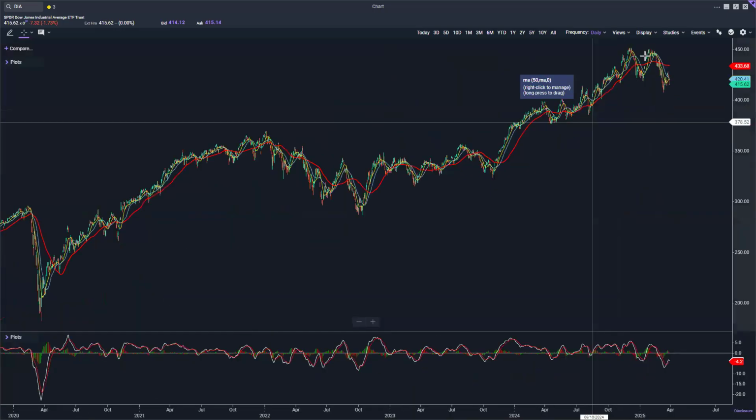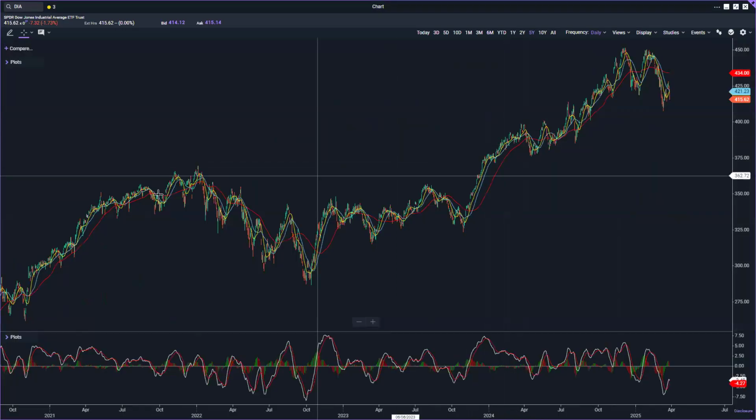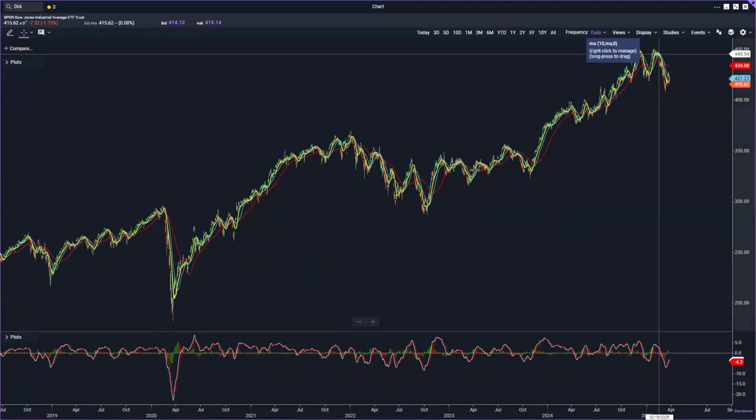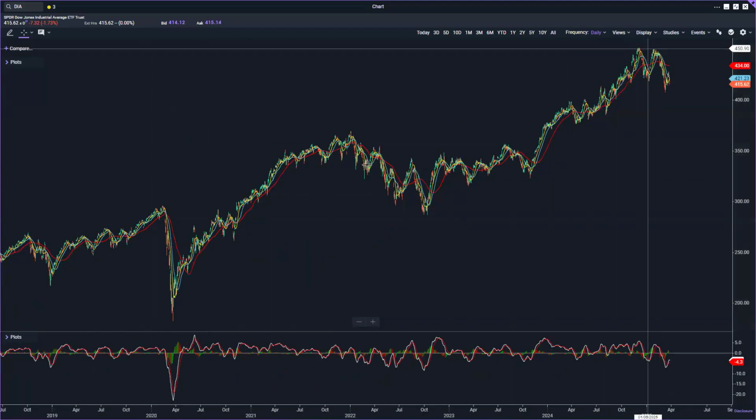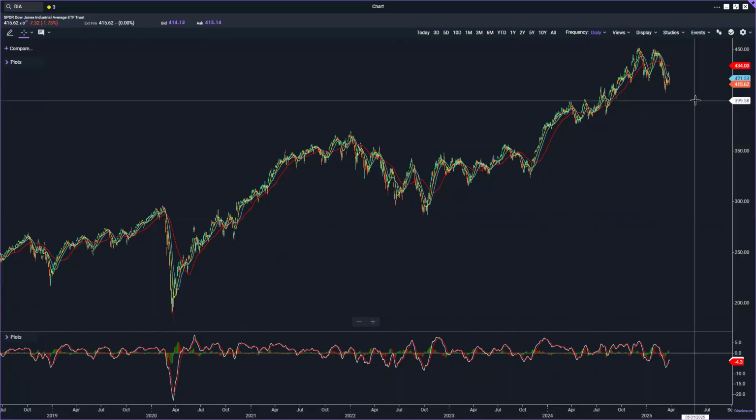You can see here was the top of the market. Let's do a 5-year chart. Here's a 5-year chart of Diamond, the Dow Jones Industrial Average ETF. So we're just seeing that double top pulling back, and like I said, we could easily see that 400.